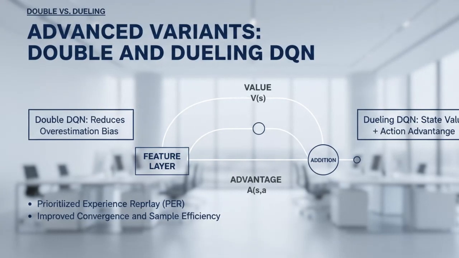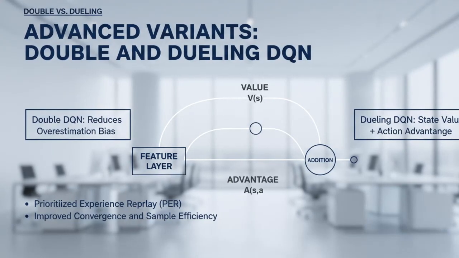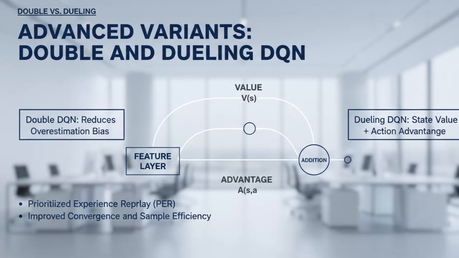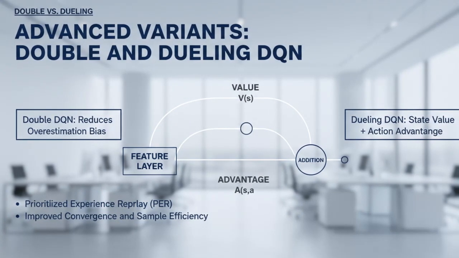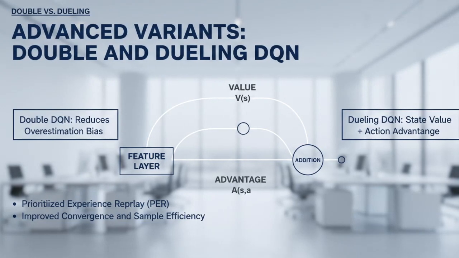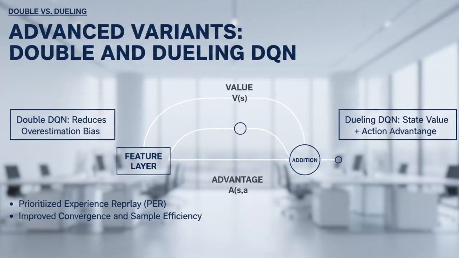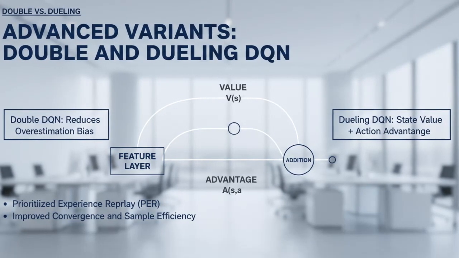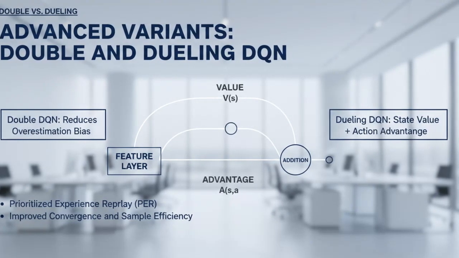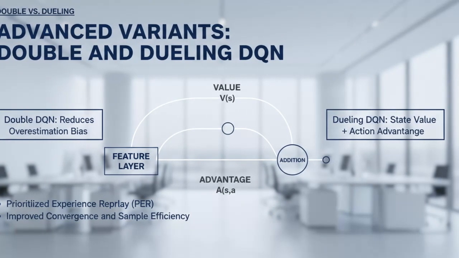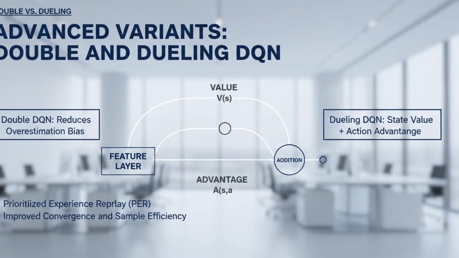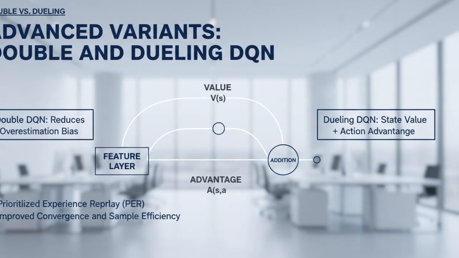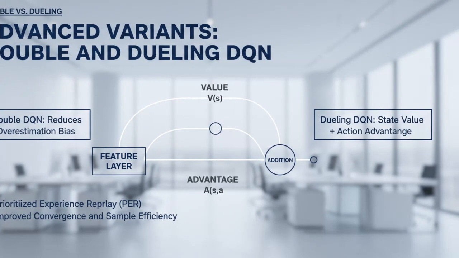To push performance, we use double DQN and dueling DQN. Double DQN addresses the overestimation bias inherent in Q-learning by using the policy network to select the action and the target network to evaluate it. Dueling DQN changes the network architecture by splitting the last layers into two streams, one for the state value and one for the advantage of each action. These are then combined at the end. For architects, this is a lesson in modularity. By decomposing the value function, the agent learns which states are inherently good without having to learn the effect of every action in that state, significantly speeding up convergence in complex environments.